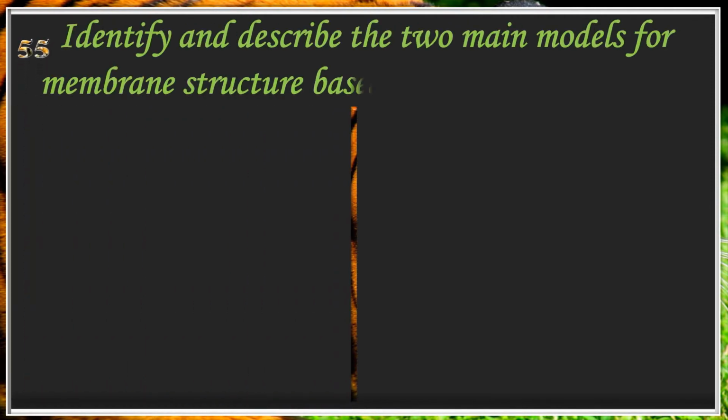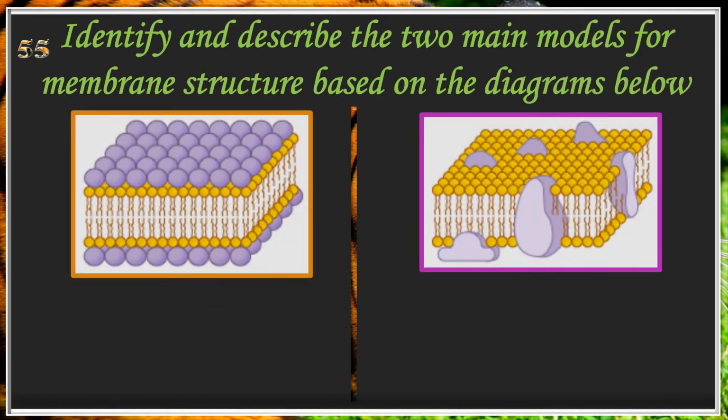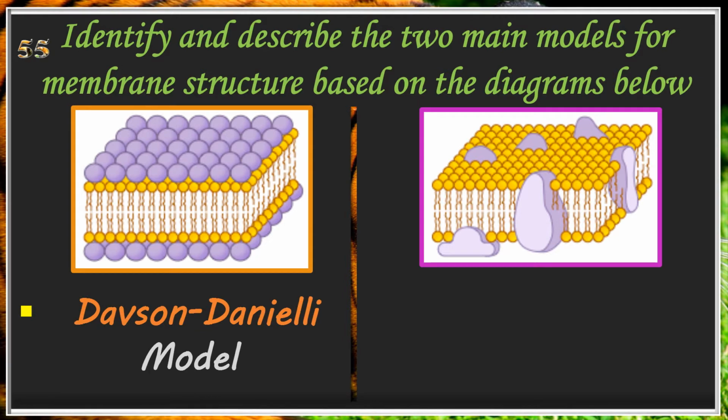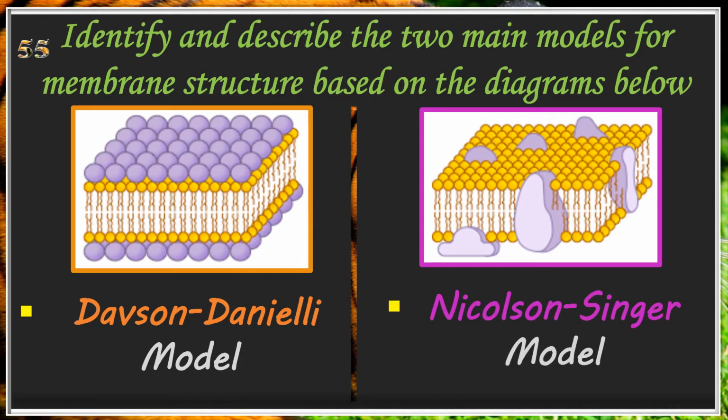Identify and describe the two main models of membrane structure based on the diagrams below. The diagrams below, we have one. This is the Davson-Danielli model. The second one is the Singer-Nicolson model.